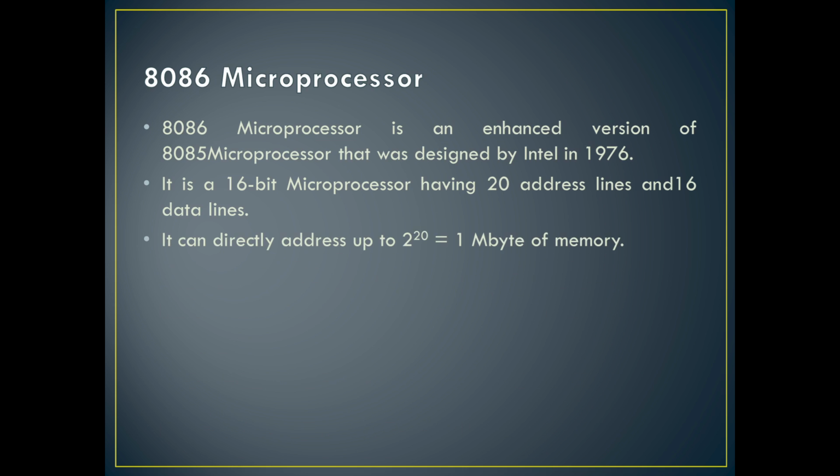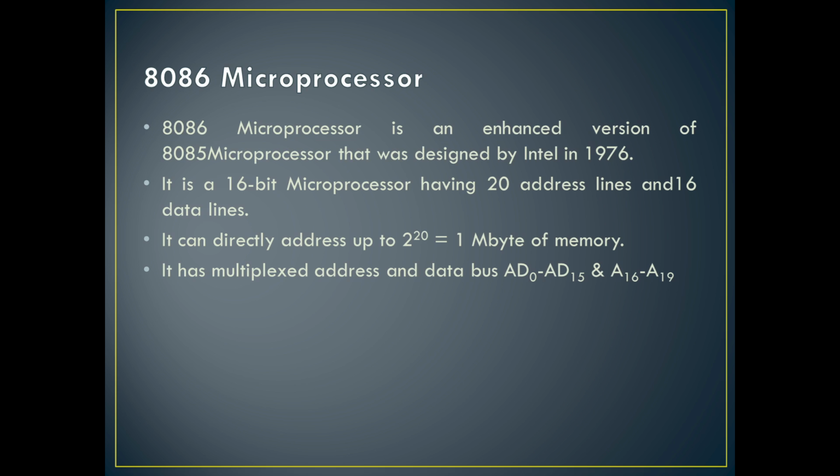It can directly access addresses up to 2 to the power 20, that is 1 megabyte of memory. Since I have 20 address lines, 2 to the power 20, which is equal to 1 megabyte of memory, can be addressed by this microprocessor. We can have 1 megabyte of memory as our address space, right?